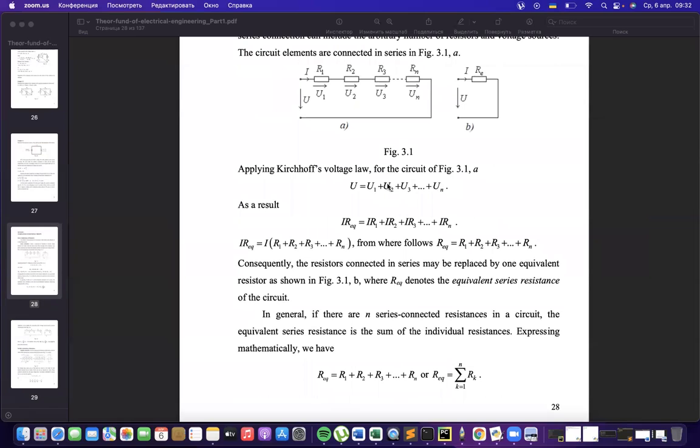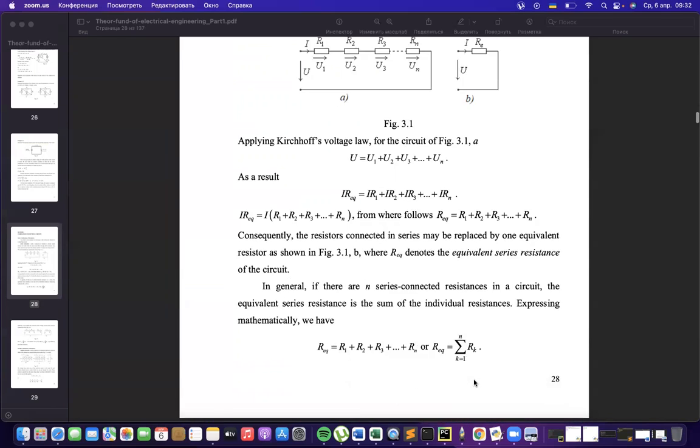Because according to Kirchhoff's law, voltage should be added in series connection, and all voltages are a multiplication of current and resistivity. That is why, because of the same current value, the equivalent element should equal just a mathematical sum of all resistors.